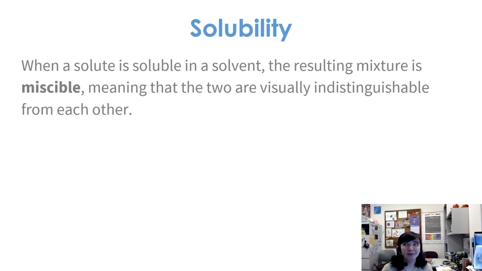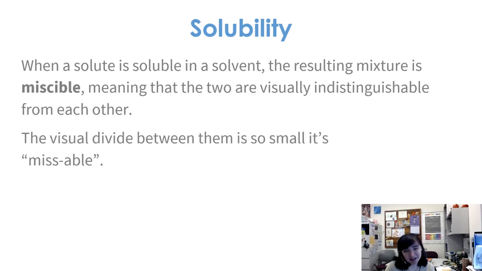So to give us a little more language to describe solutions and whether or not something is truly soluble: if you have a solute and you dissolve it into the solvent, and it dissolves well, then your resulting mixture is what we call miscible, meaning that there are no visible boundaries between them. This is basically just another word for homogeneous, but we like to use it especially for liquid-to-liquid solutions. The way that I remember what miscible means is really stupid. I say that the divide between the solute and the solvent is so small that it's missable.